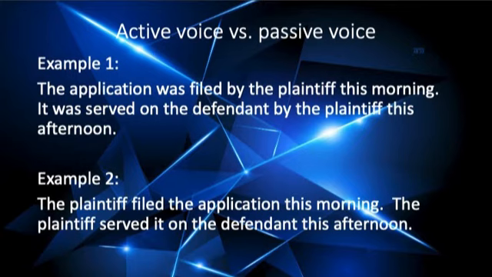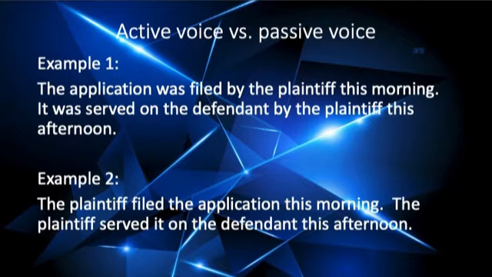Moving on to looking at the difference between the active voice and the passive voice, plain English drafting principles say that we should use the active voice wherever possible. So look at the two examples on the slide and try to identify which one is expressed in the passive voice and which one is in the active voice. Pause the video if you need to.